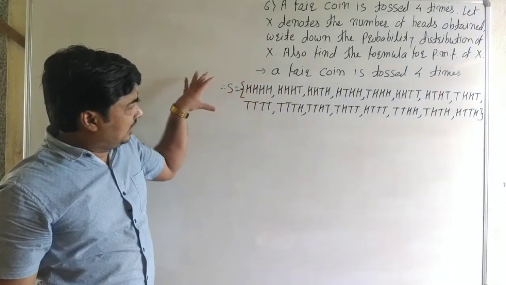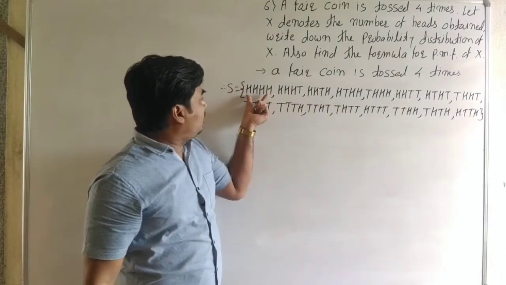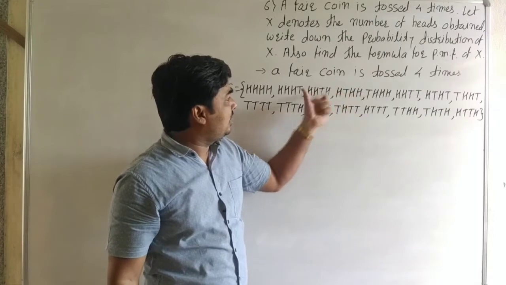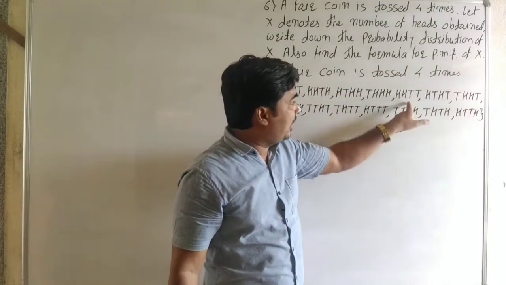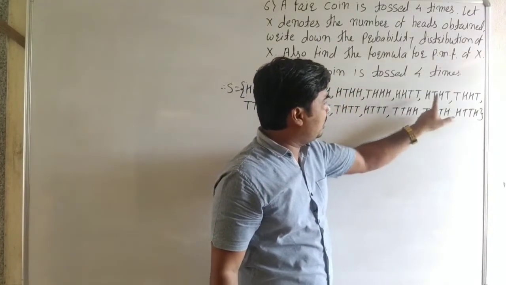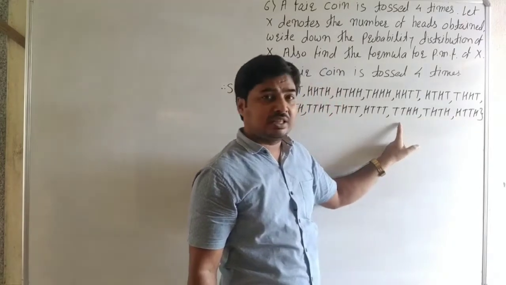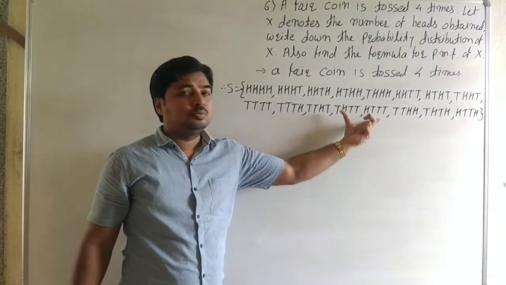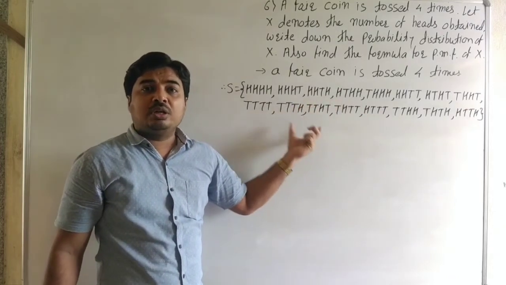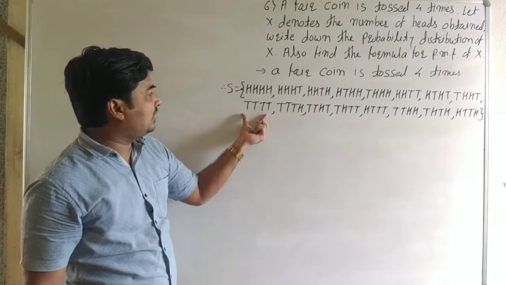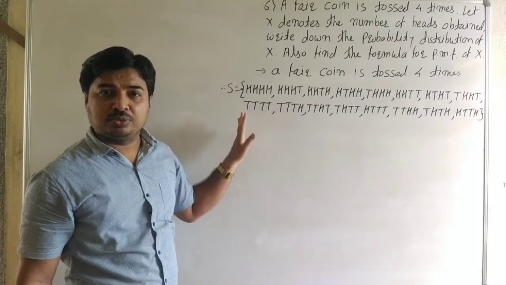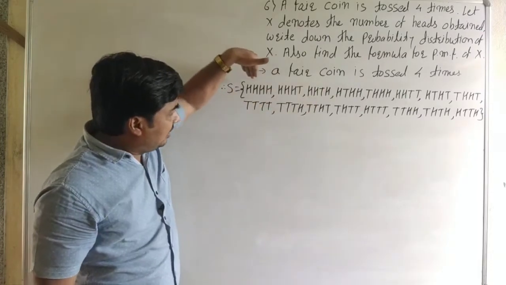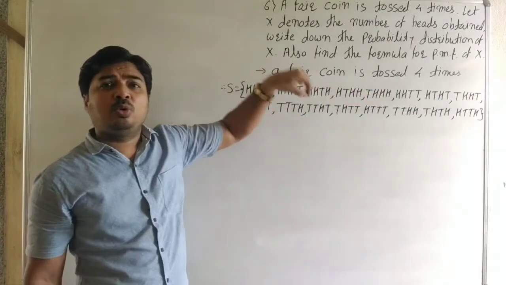Here 4 heads, there is 1 possibility. 3 heads and 1 tail, there are 4 possibilities. 2 heads and 2 tails, there are 6 possibilities: 1, 2, 3, 4, 5 and 6. Then 3 tails and 1 head, there are 4 possibilities, and all tails is 1 possibility. These are the 16 possibilities. Here a coin is tossed 4 times.